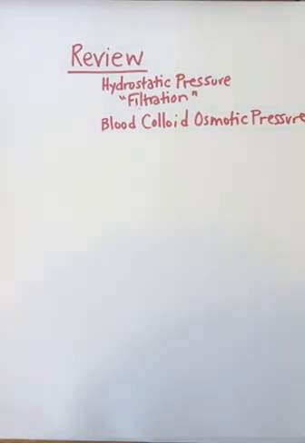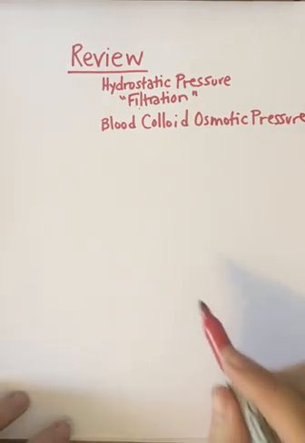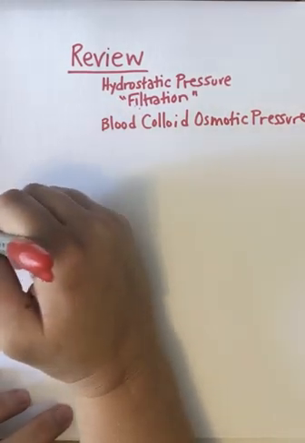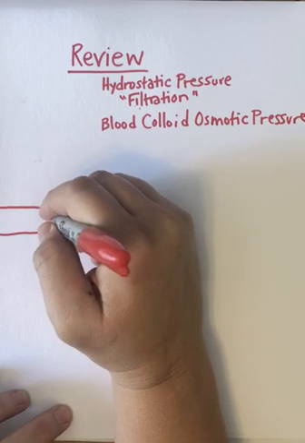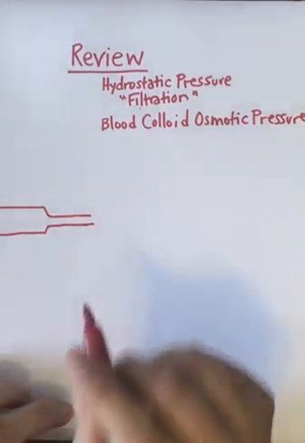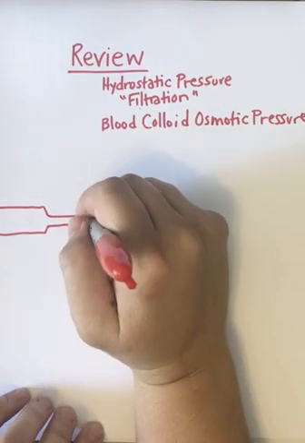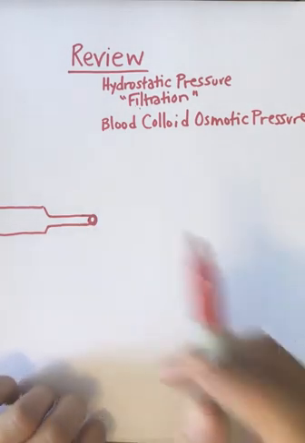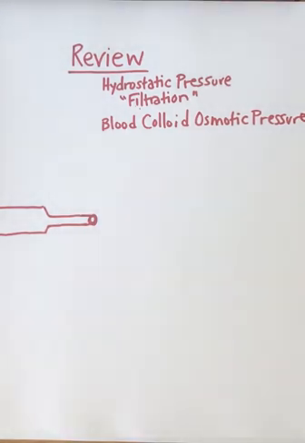All right, we're going to talk about hydrostatic filtration and blood colloid osmotic pressure. So this is a review from the cardiovascular system. So we talked about arteries. Arteries travel away from the heart, and they are going to narrow into arterioles. And in the arteriole, you have a sphincter, which is called the precapillary sphincter. This is literally a muscle that is within the arteriole.